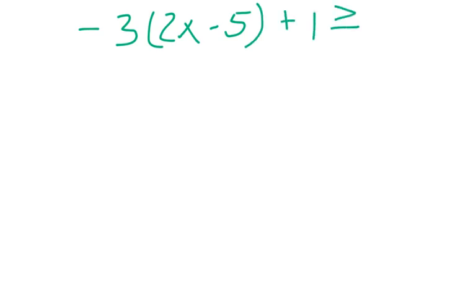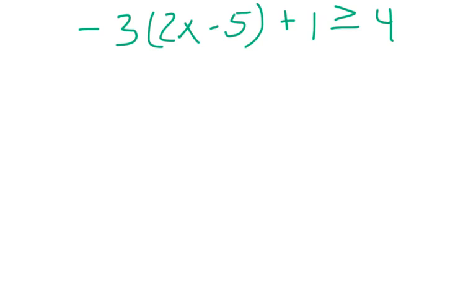Okay, so the nice thing about doing inequalities, linear inequalities, is that they're exactly the same as equations, except with one little catch. So here's a linear inequality. I have -3 times parentheses 2x minus 5 plus 1 is greater than or equal to 4. And the goal here is going to be to solve it and then graph the solution. And I'm going to try to explain to you the one little catch. So if you think back to our last lesson, I gave you some steps for solving a linear equation. Those steps work exactly the same way for linear inequalities.